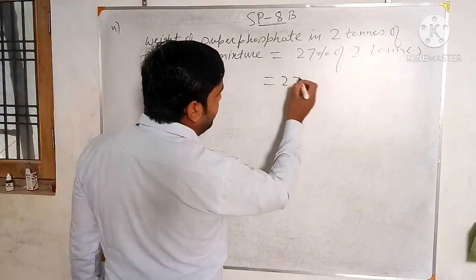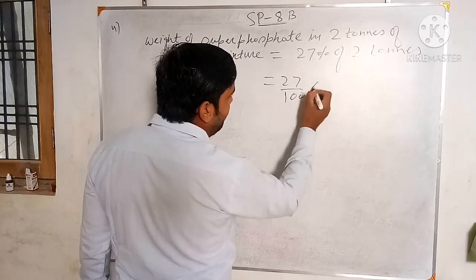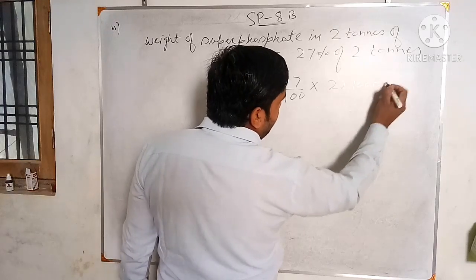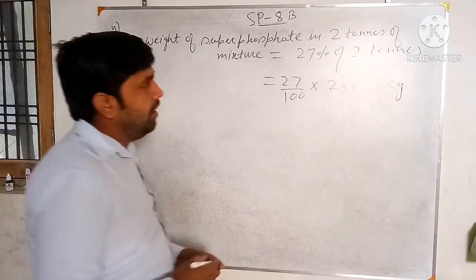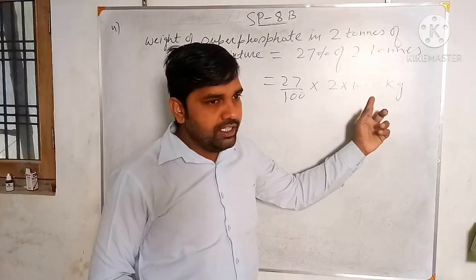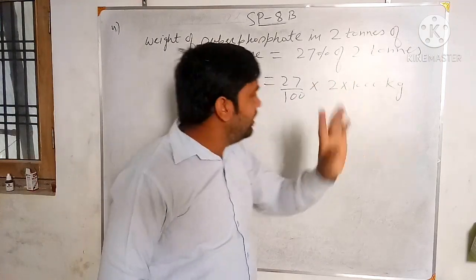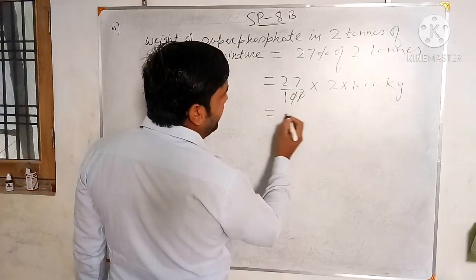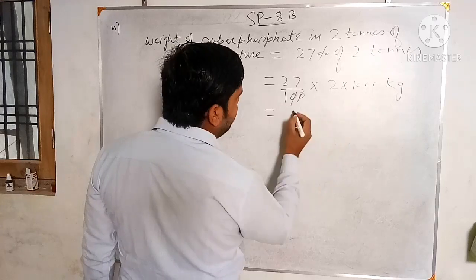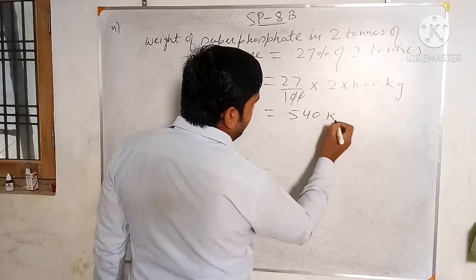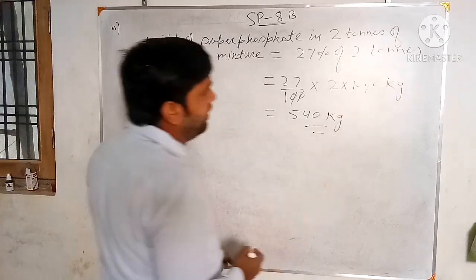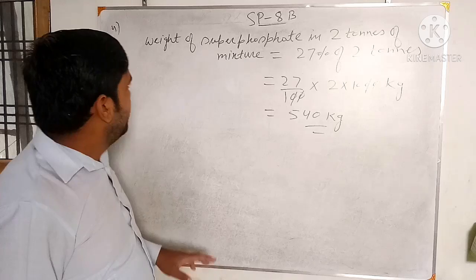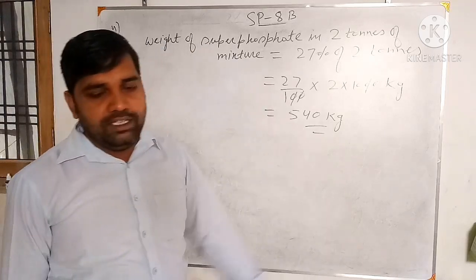So the answer will be 27 by 100 multiplied by 2 tons, that is 2 into 1000 kg. Now 1 ton equals 1000 kg, so 2 tons equals 2 into 1000 kg. These two zeros cancel with this. So what did you get? 27 twos are 54, 54 tens are 540 kg. So in 2 tons of the fertilizer mixture, superphosphate is 540 kg.